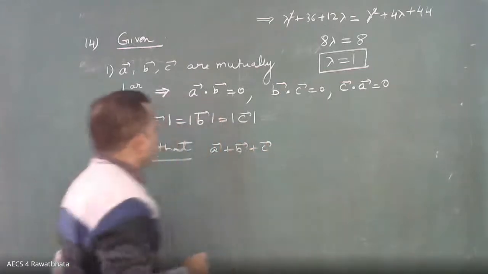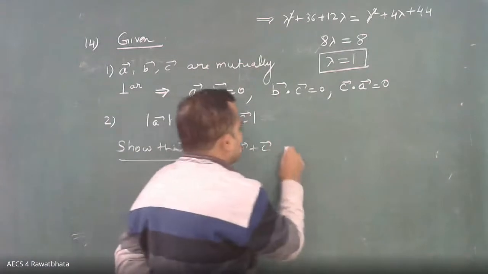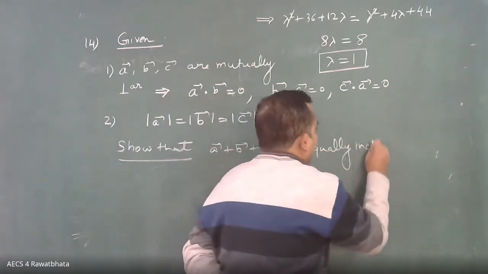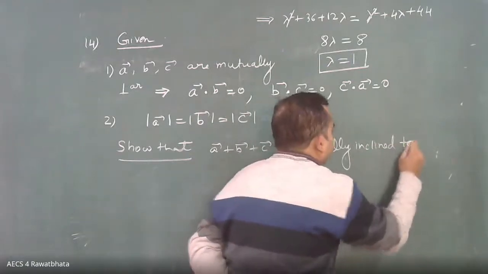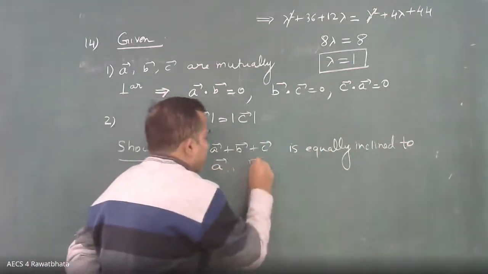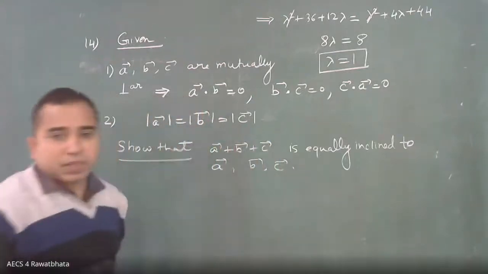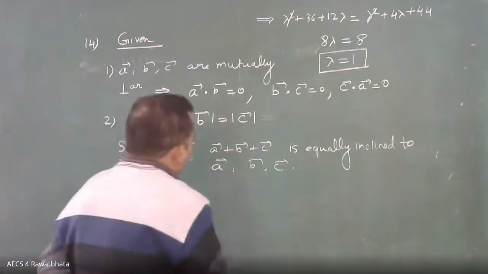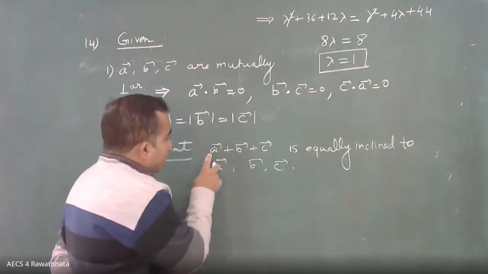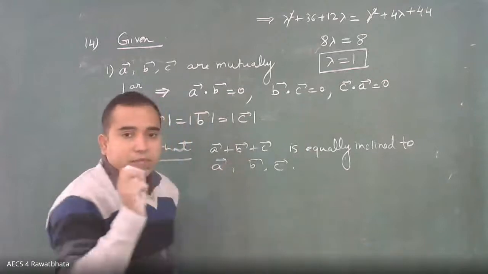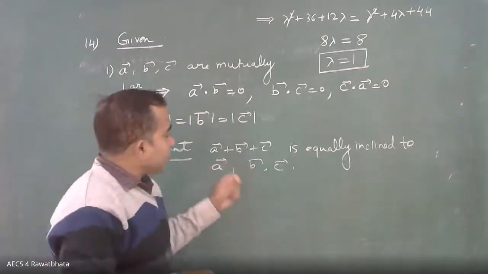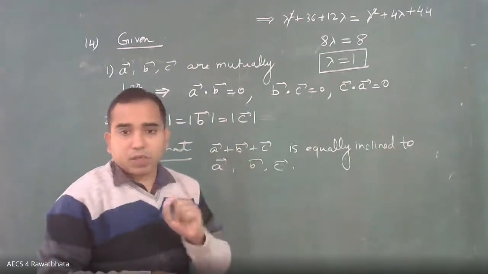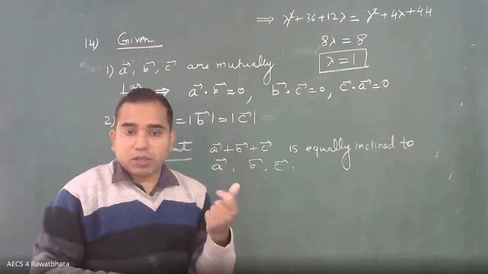Okay, so I have to show that the vector A plus B plus C is equally inclined to A vector, B vector, C vector. It means that if you read it properly, I have to show that the angle made between A plus B plus C and A vector is the same as the angle between A plus B plus C and B vector, and the same as the angle between A plus B plus C and C vector. So, I have to prove the angles equal.